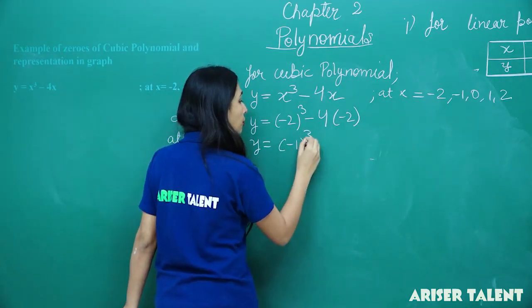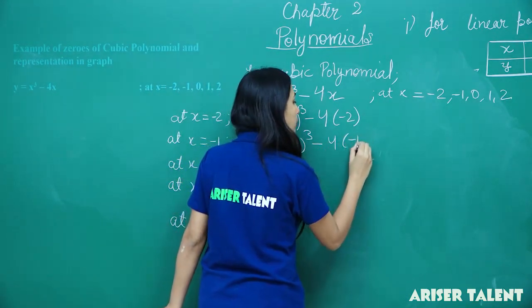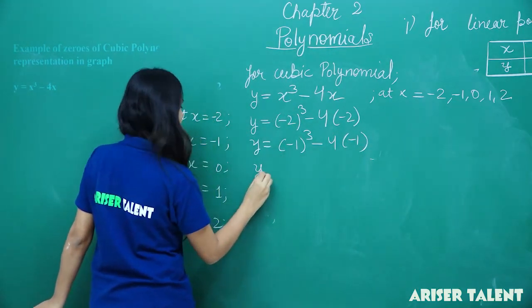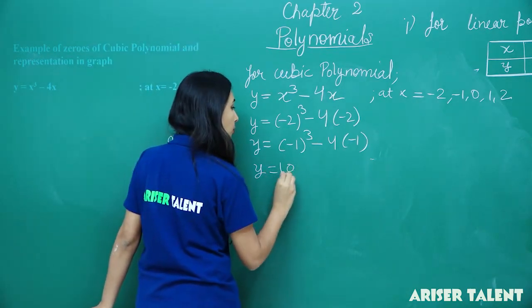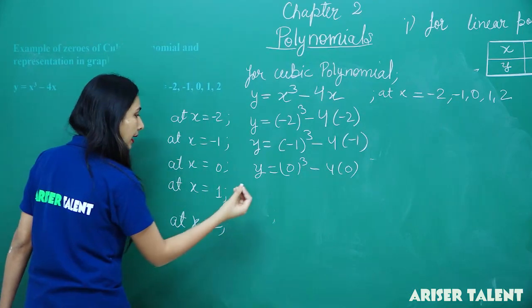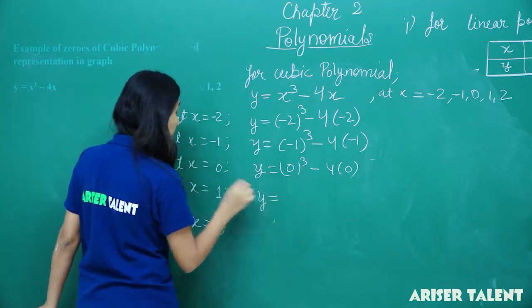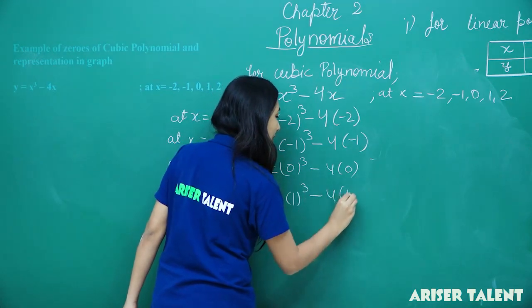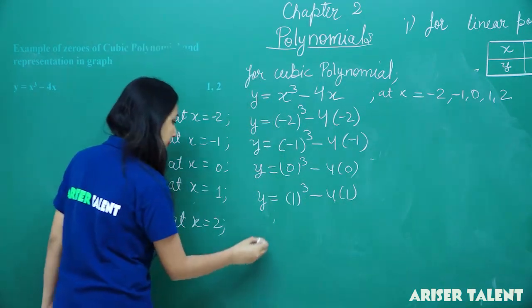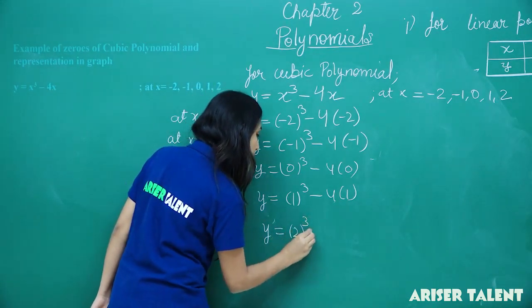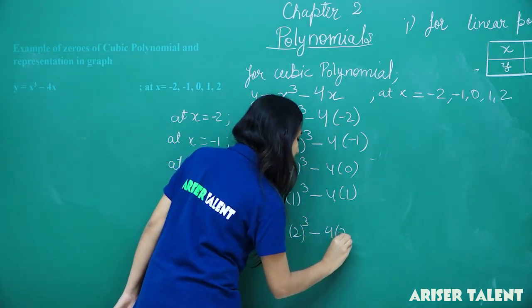Minus 1 cube minus 4 minus 1. Okay. Then y equals 0 cube minus 4 times 0. At x equals 1, only 1. 1 cube minus 4 multiplied by 1. Right? Y equals 2 cube minus 4 multiplied by 2.